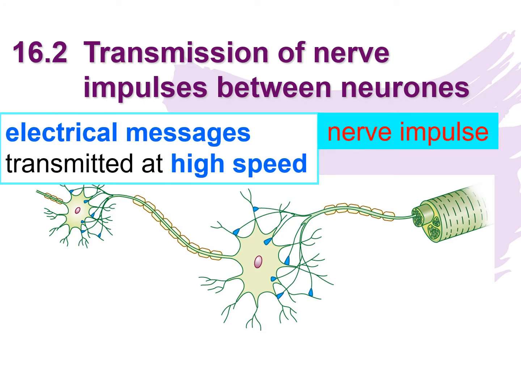Let's take a look at how the transmission of nerve impulse occurs between neurons. Nerve impulse is actually some electrical messages which are transmitted at very high speed on the axons and dendron.